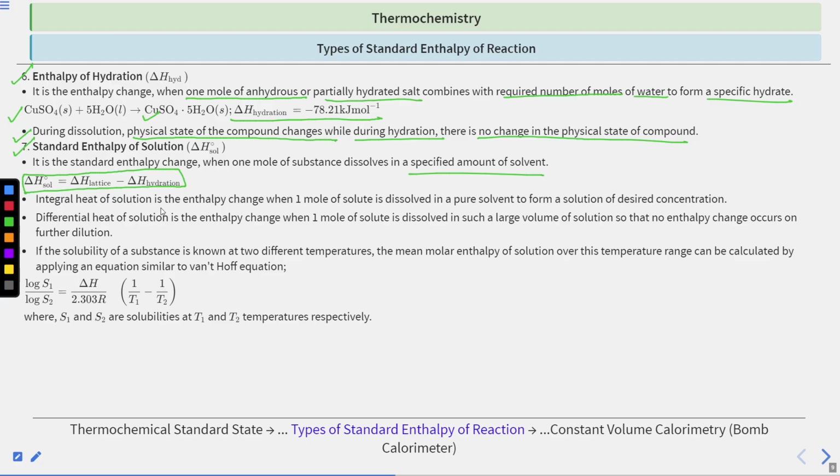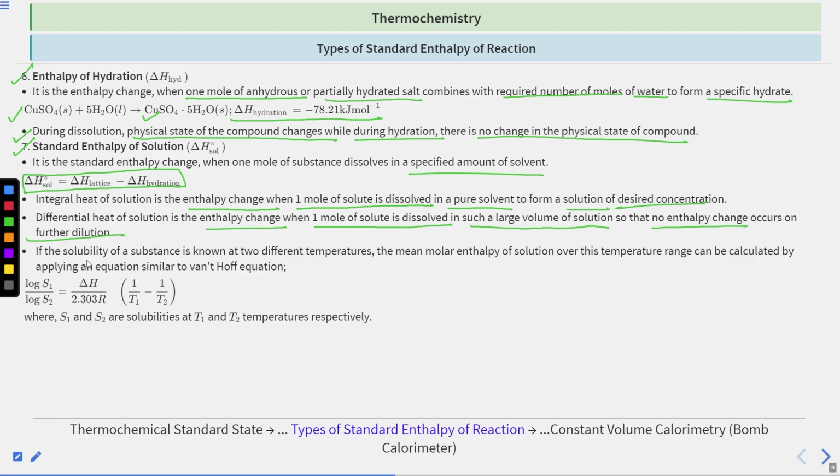Integral heat of solution is enthalpy change when 1 mole of solute is dissolved in a pure solvent to form a solution of desired concentration. Differential heat of solution is the enthalpy change when 1 mole of solute is dissolved in such a large volume of solution so that no enthalpy change occurs on further dilution. That will be differential heat of solution.